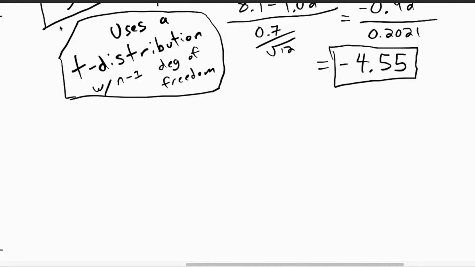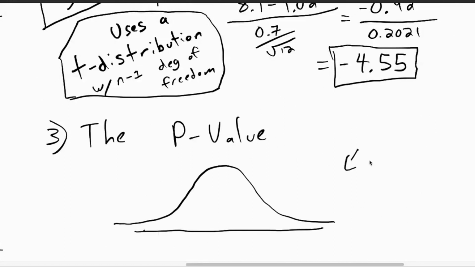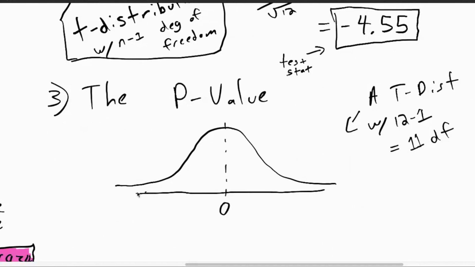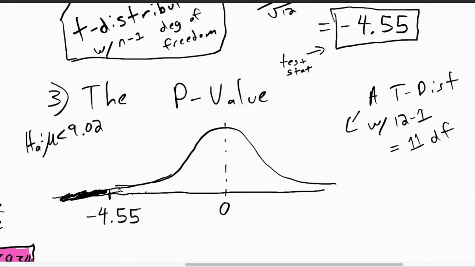Now, step 3, find the p-value. It's the area under a distribution. This is going to be under a t-distribution, and specifically, it's a t-distribution with 11 degrees of freedom. So our test statistic is way over here to the left. How do I know which area I want? That's based on the alternative hypothesis, which in our case was mu less than 9.02. Our p-value is the area down here.